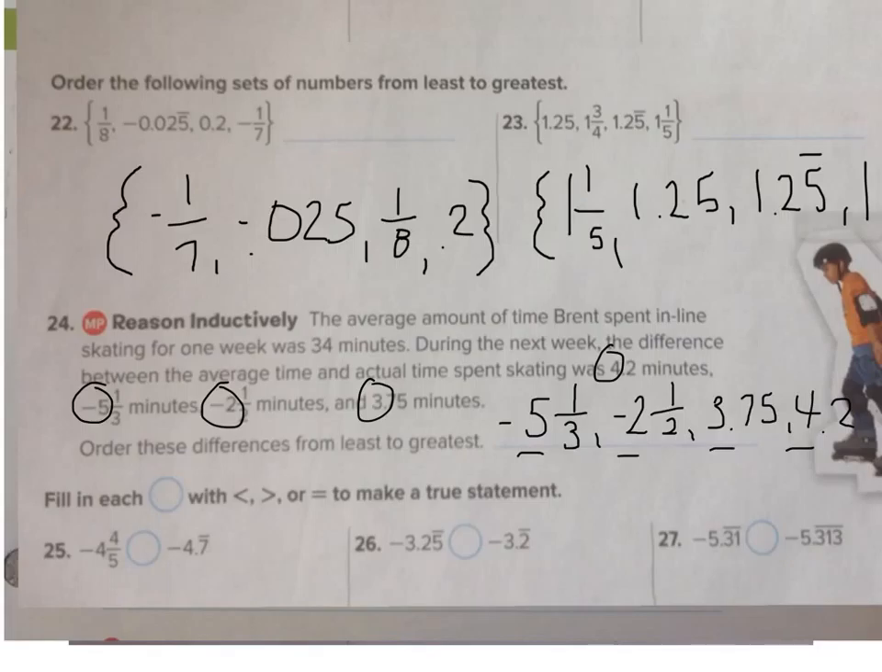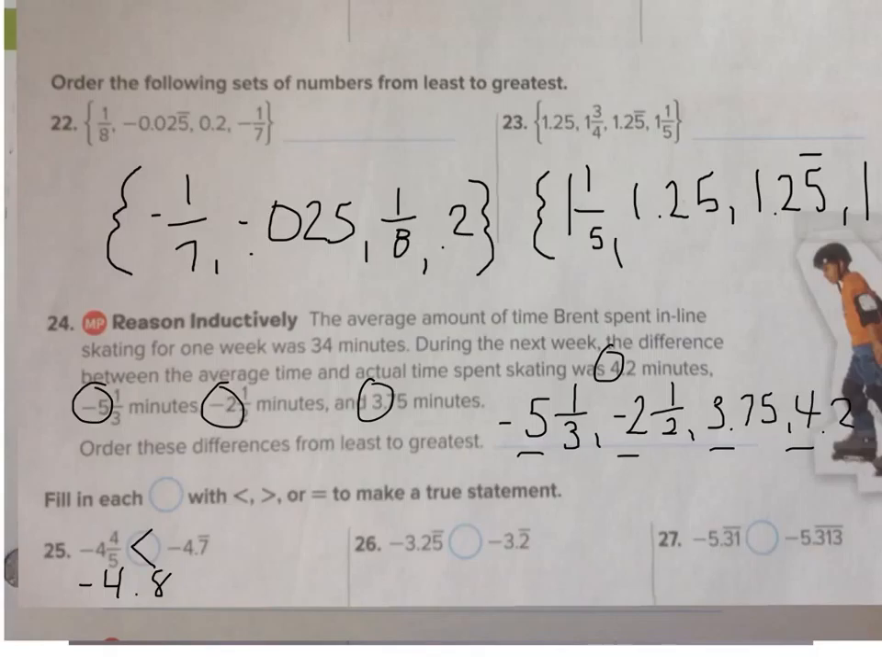And for the last 3 problems on this worksheet, we're doing the similar thing where we fill in the circle with the greater than, less than, or equal to sign to make the statement true. So for the first one, we'll want to make it into the same form. So the -4 and 4/5 is going to be the same as -4.8. And so compare that to the -4.7 repeating. You'll be able to tell that -4 and 4/5 is less than -4.7 repeating.